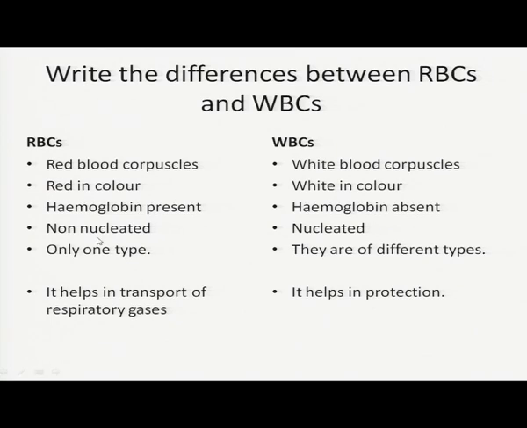Mature RBCs, mammalian RBCs, are non-nucleated, but WBCs are nucleated. RBCs are only one type, but WBCs are of two different types, granulocytes and agranulocytes. RBCs are mainly meant for transport of respiratory gases, whereas WBCs help in protection, protecting the body from diseases.